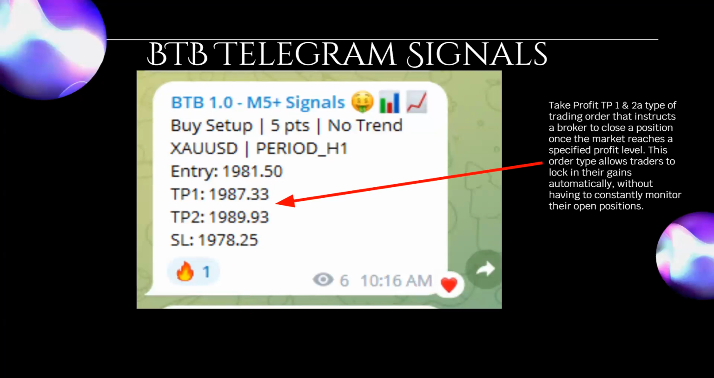Let's look at the new part. Take profit 1 and take profit 2. So take profit 1 and 2. It's a type of trading order that instructs a broker to close a position once the market reaches a specified profit limit.